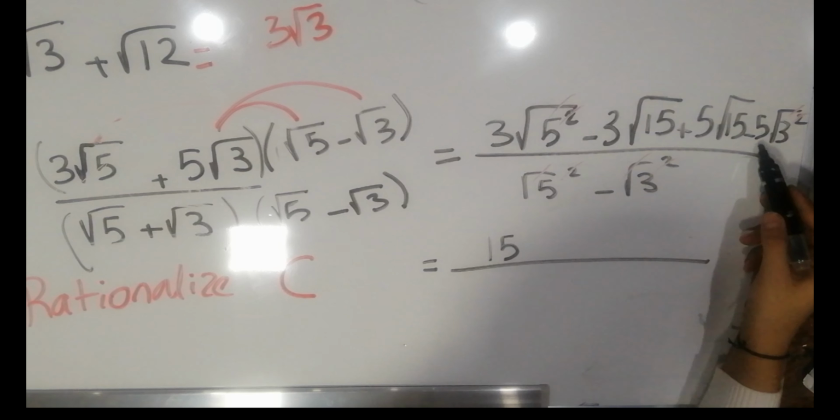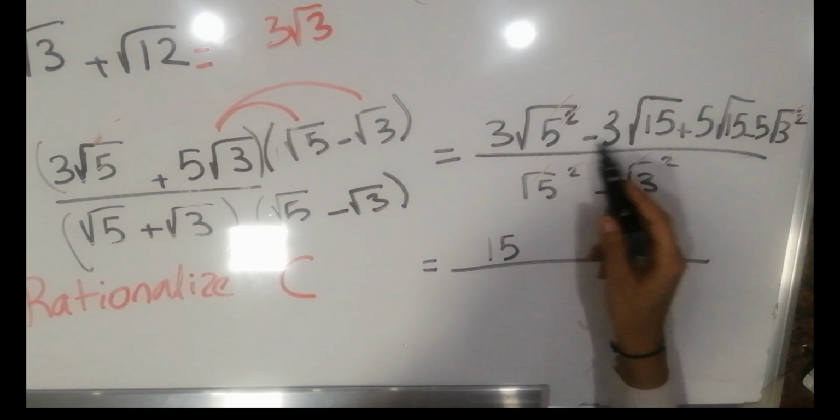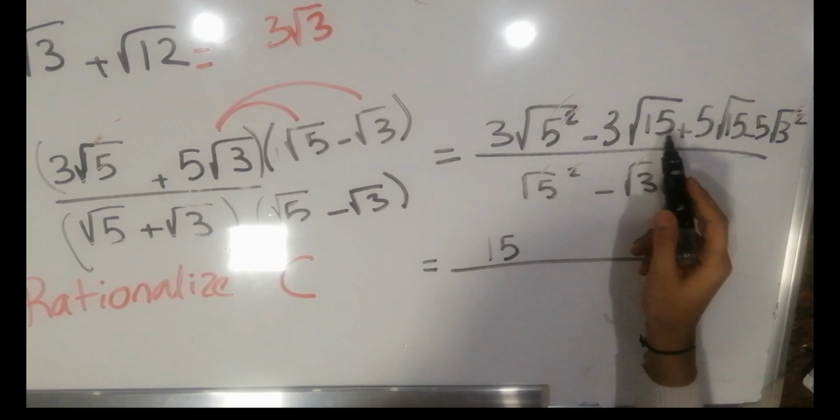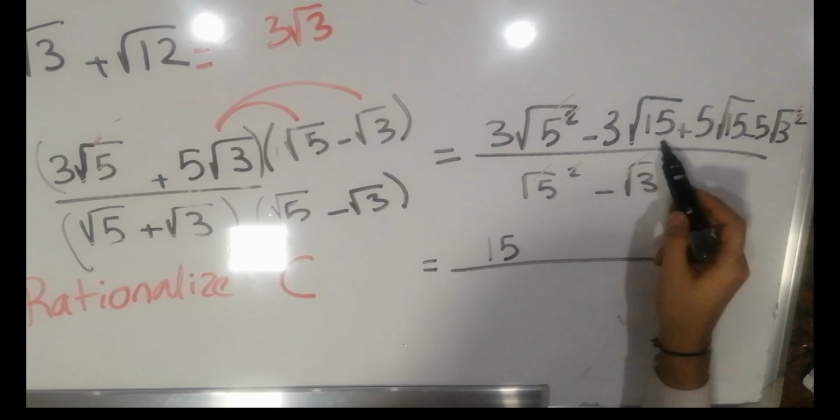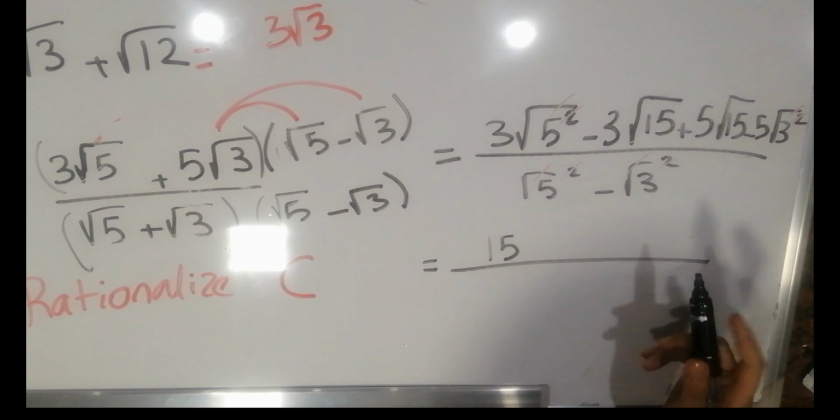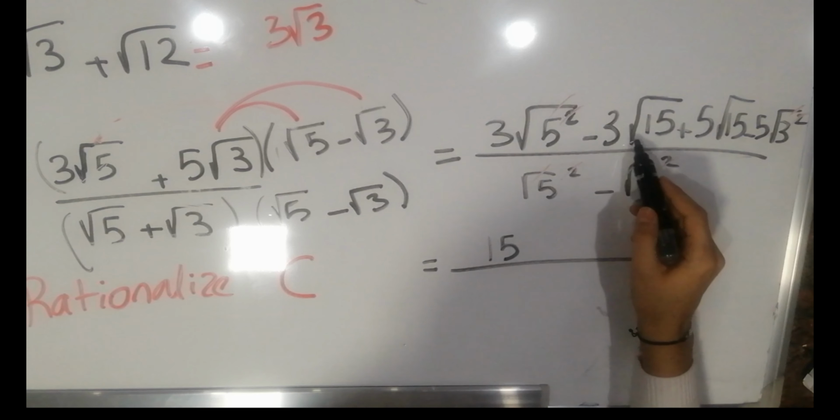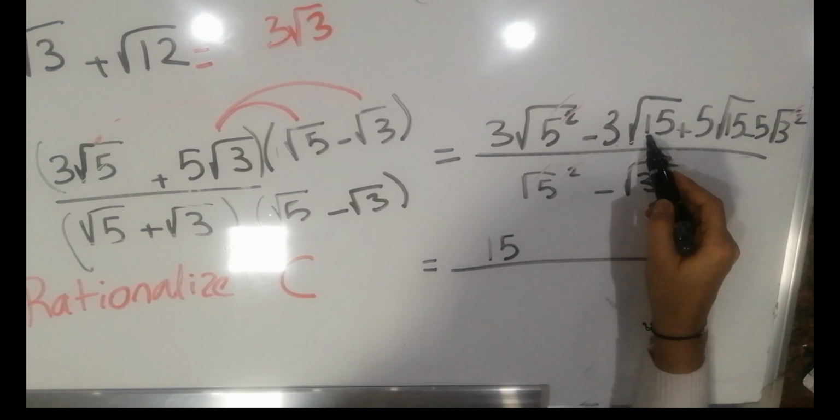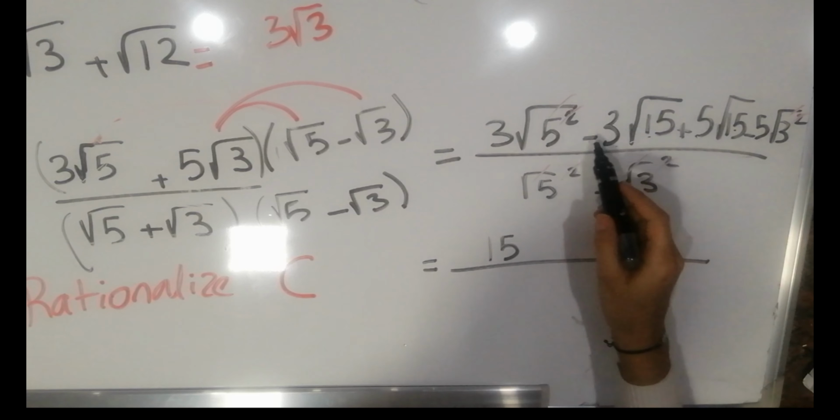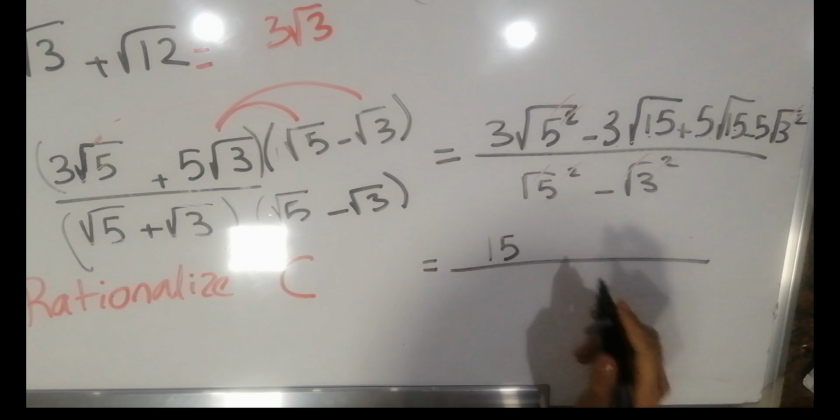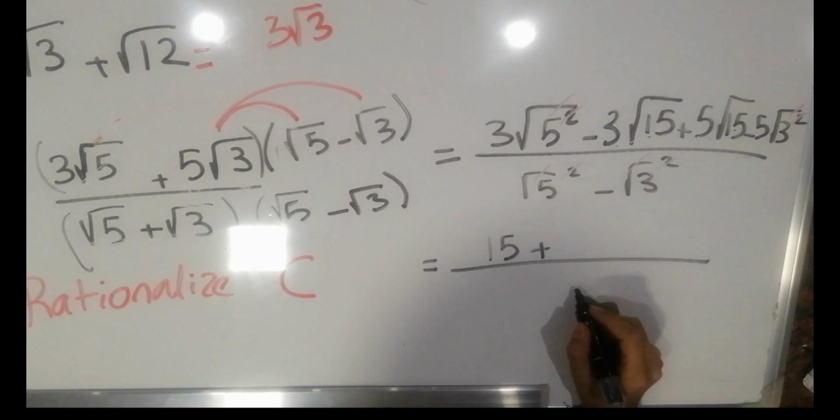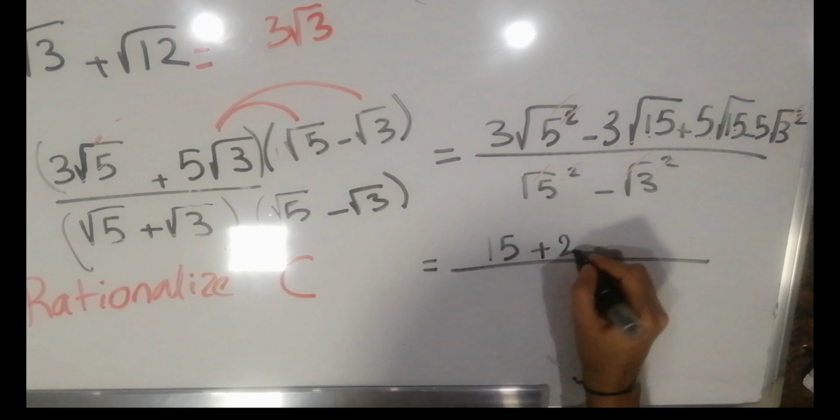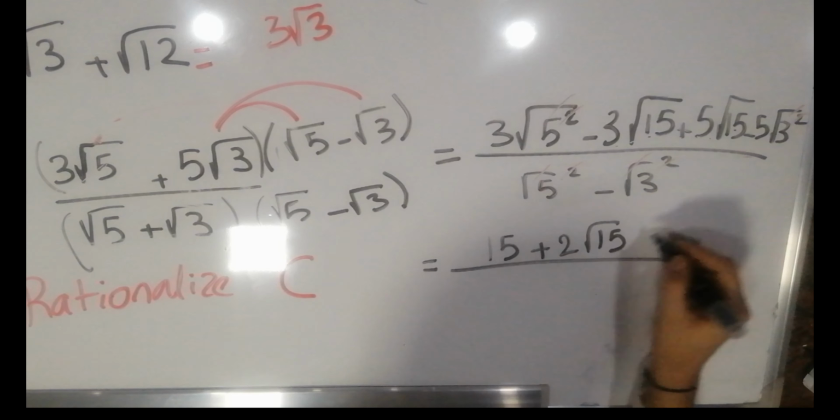Okay, let's solve these together. So minus 3 radical 15 plus 5 radical 15. Both of them are radical 15, so they belong to the radical 15 group, let's say. Minus 3 plus 5, different signs. The sign of the greatest is a plus, and we subtract them: 5 minus 3, 2 radical 15.